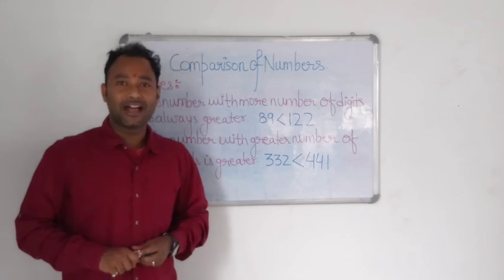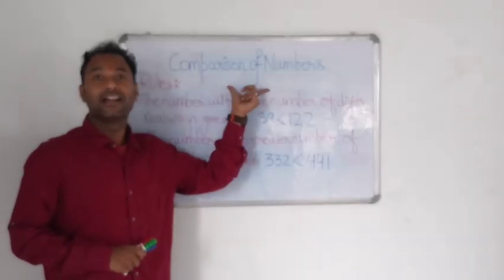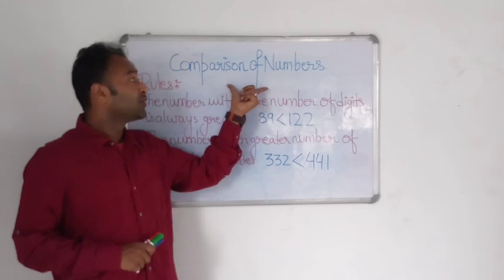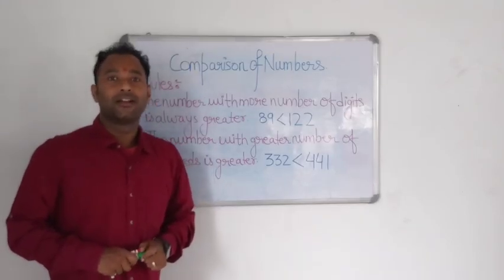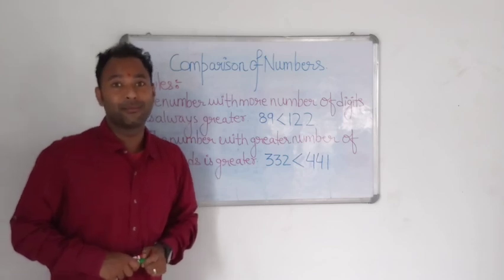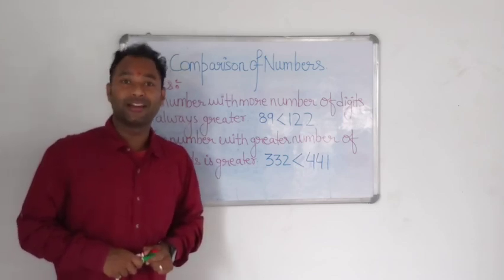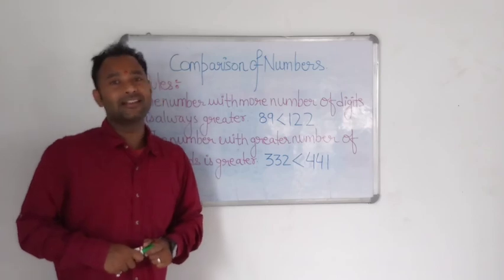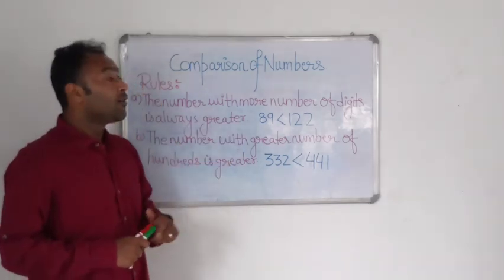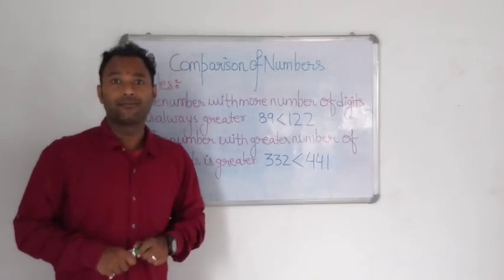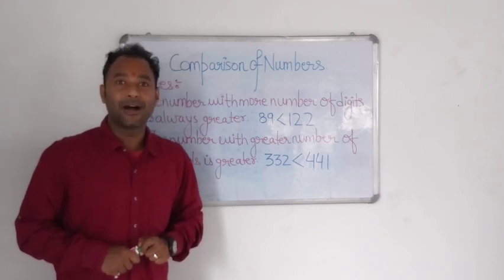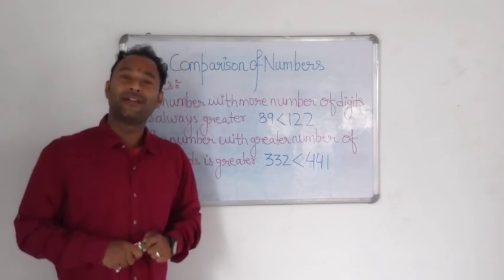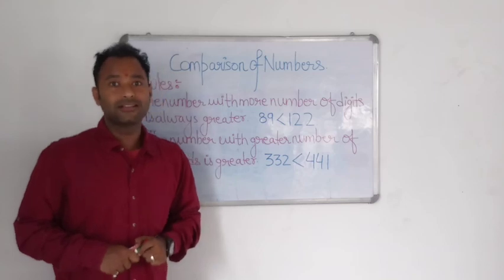Today we are going to start a new topic, that is comparison of numbers. Students, whenever we talk about comparison of numbers, we say which number is greater, which number is lesser, and which number is equal to. Whenever we have to compare numbers, we always have to follow some rules. We will now discuss some rules so that whenever you compare two numbers, it will be easier for you.